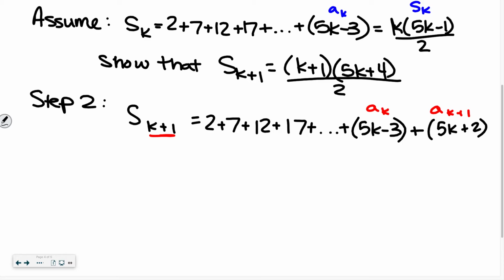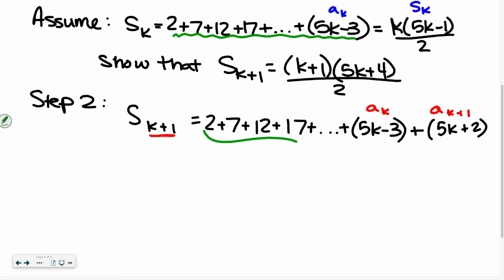Okay, so essentially in step 2, you're doing all of the k terms, but then you're adding a new term, right? This is new and extra. Okay. The next step of this proof is look for a match. You've seen 2 plus 7 plus 12 plus 17 plus 5k minus 3 before. It's up in your assume, right? So all of this is really equal to k times (5k minus 1) over 2.